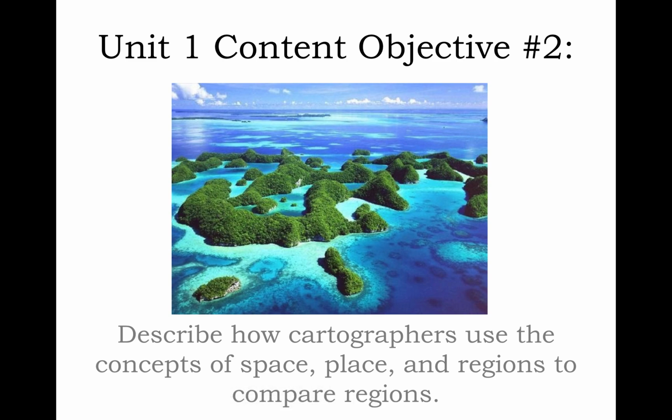All right, Unit 1, Content Objective number 2. Unit 1, Geographical Skills. And today our objective is to describe how cartographers use the concepts of space, place, and regions to compare regions. Note that these are vocabulary words that were covered very briefly in Content Objective number 1. For the test, you're going to have to know the definitions and how to apply your understanding of space, place, and regions when comparing regions.